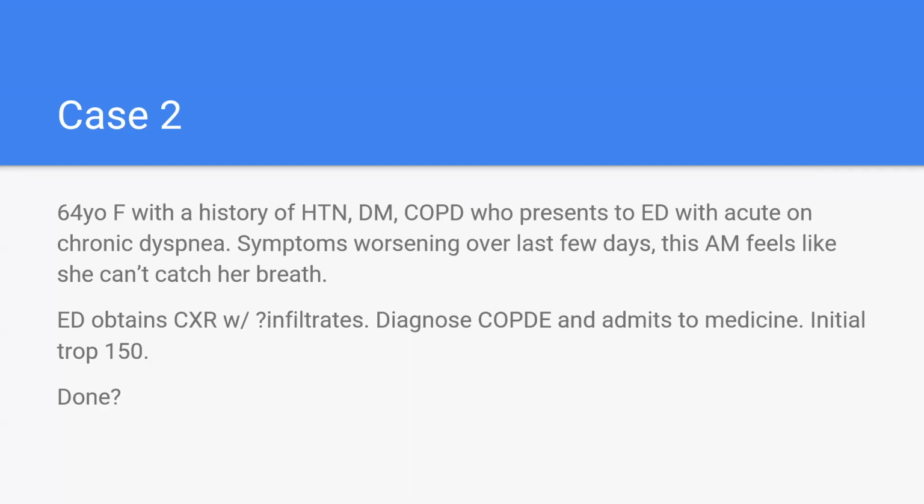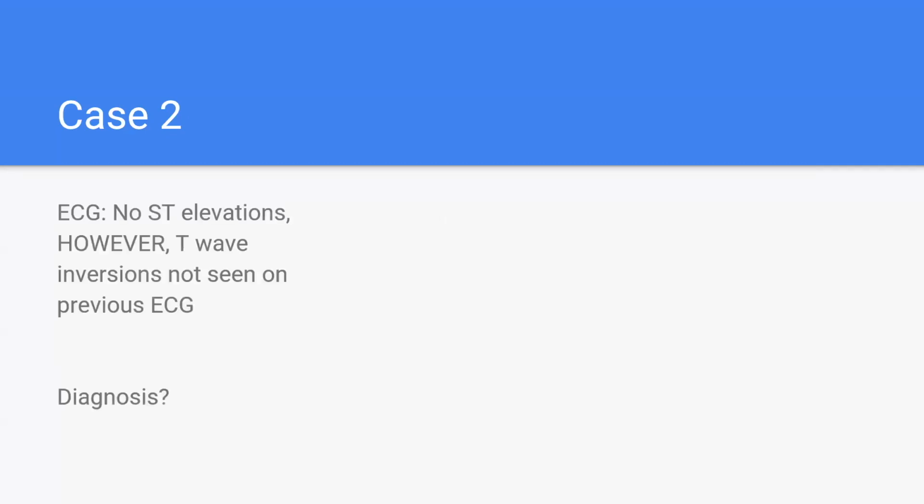Are we done? What are we missing in this evaluation so far? Yeah, exactly. Make sure to check that whenever we have an elevated troponin or any of those symptoms that could be cardiac.